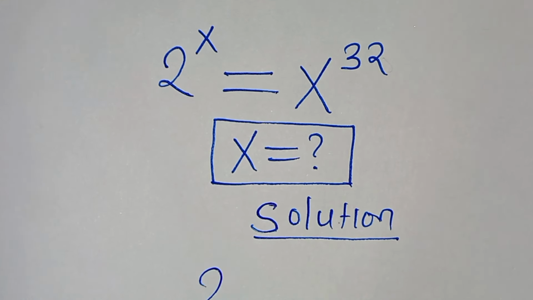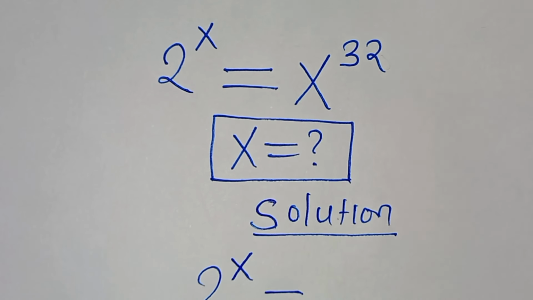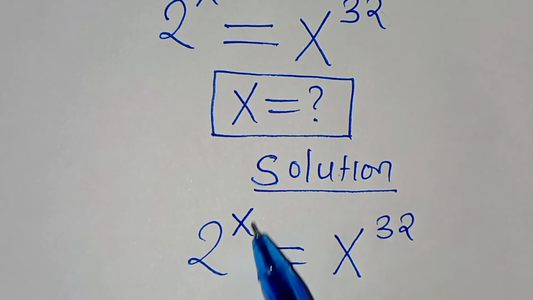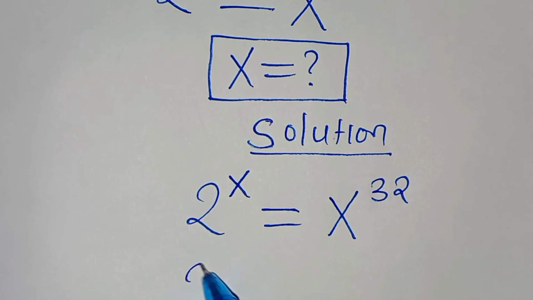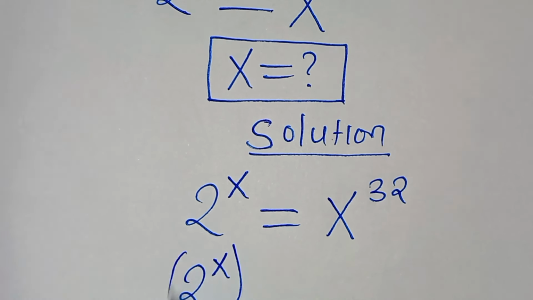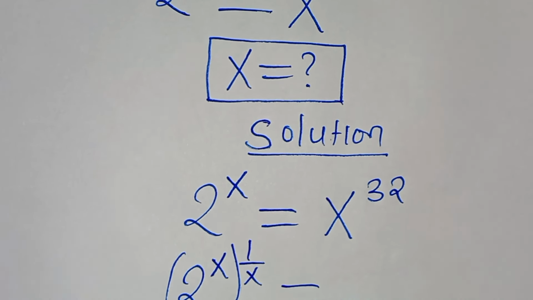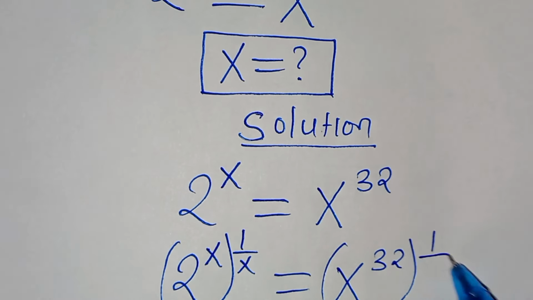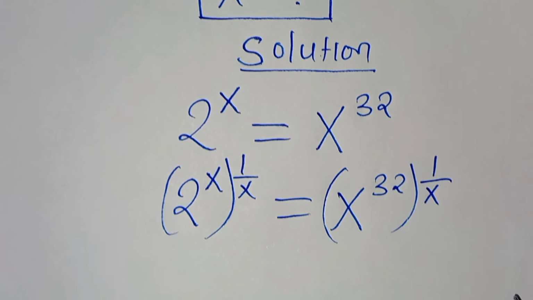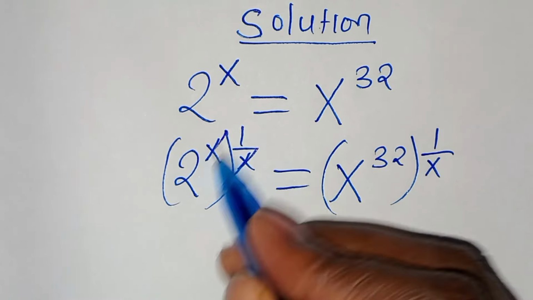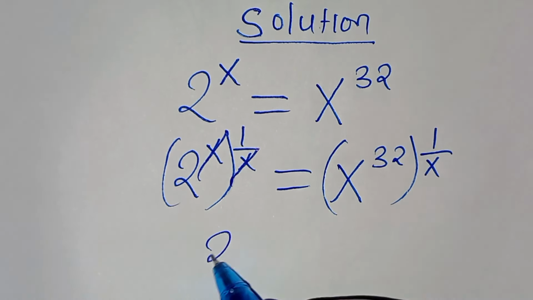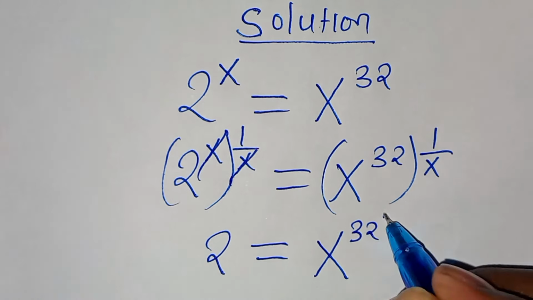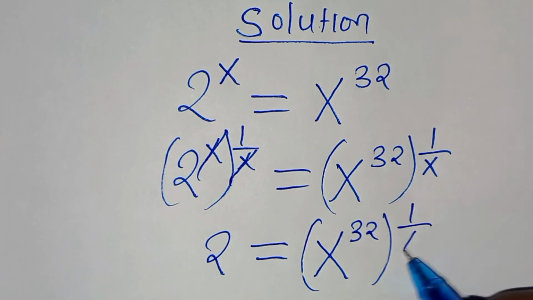We have 2 to the power of x equal to x to the power of 32. The first step is to eliminate the power here. To do that, let's multiply both sides by 1 over x. This is equal to x to the power of 32 multiplied by 1 over x. So x and x here simplify, so that we have 2 equal to x to the power of 32 raised to the power of 1 over x.